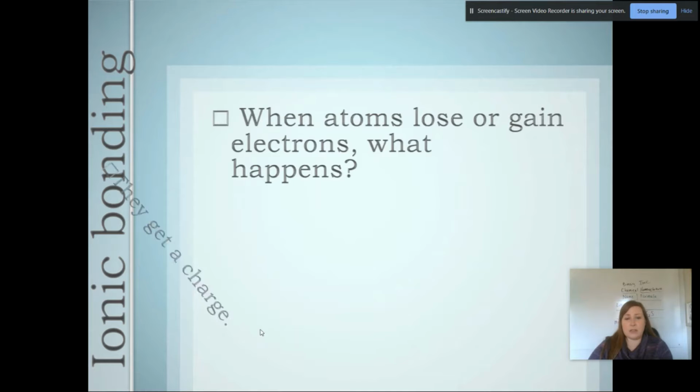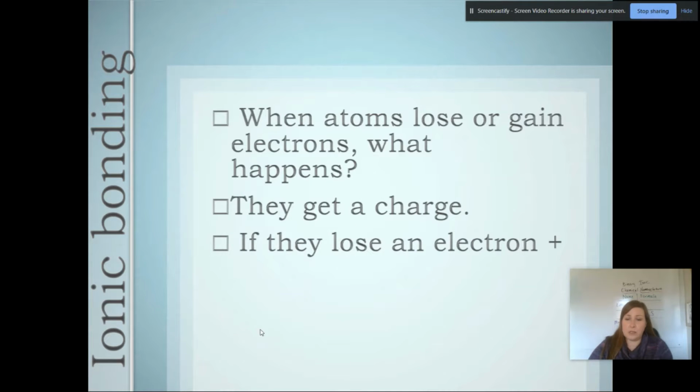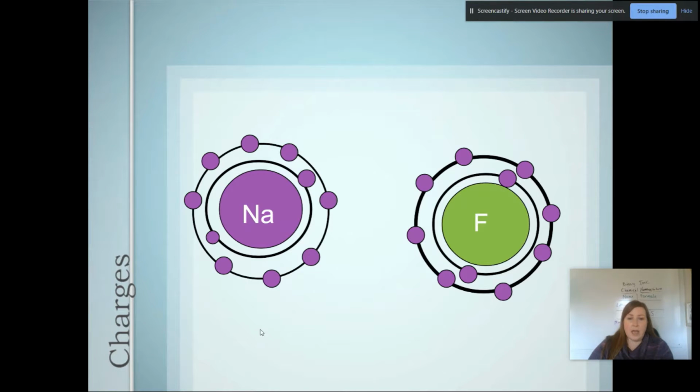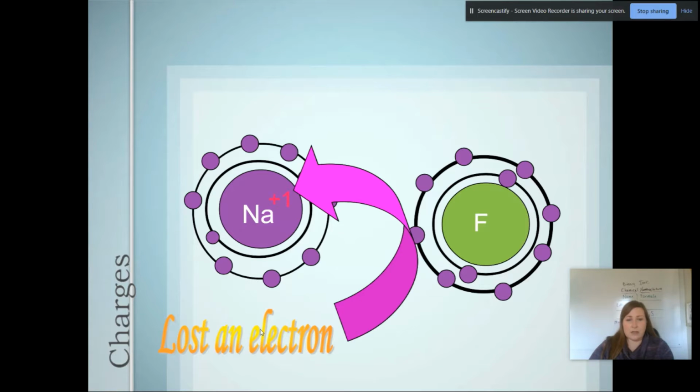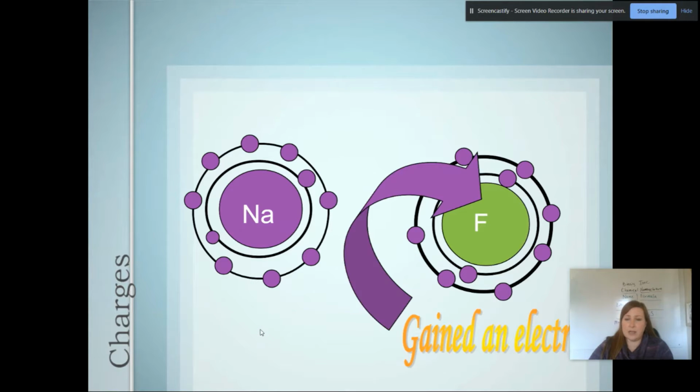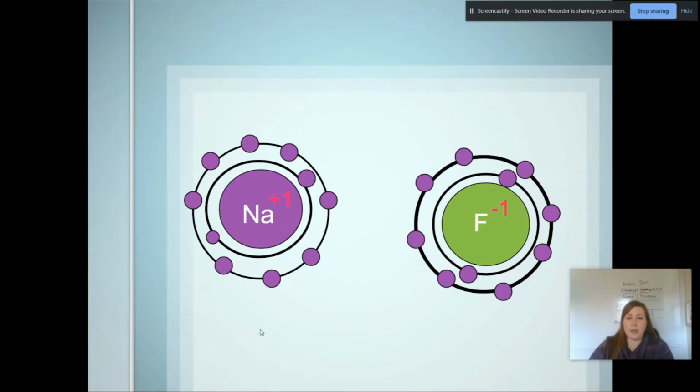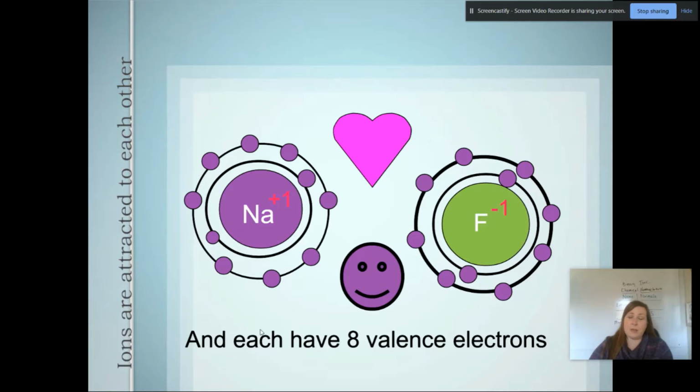And of course, when that happens, that means you get a charge. If you lose an electron, your charge becomes positive. If you gain an electron, of course, it becomes negative. And so sodium lost its electron, so here's its +1 charge, and fluorine gained an electron, so here's its -1 charge. And now, because they have charges and opposites attract, they stick together. And they both have their 8 valence electrons, so these are happy, stable atoms. And this is a happy, stable relationship. So this bond will be very stable, very strong, and it's very hard to break these two elements apart because they're charged and they stick together almost like magnets.